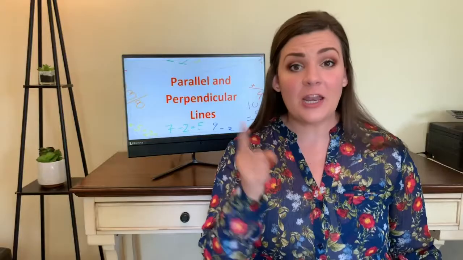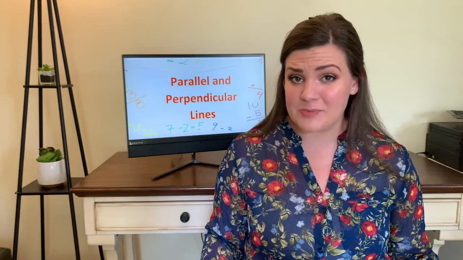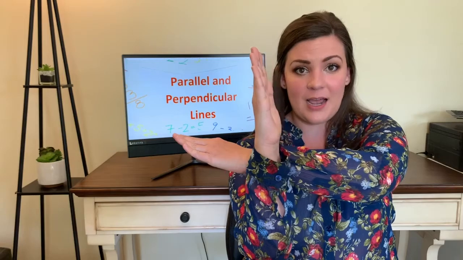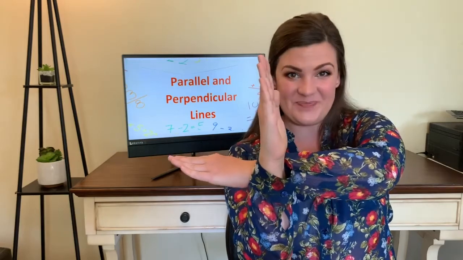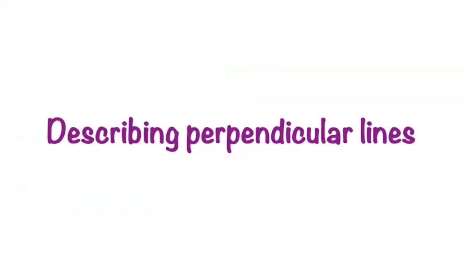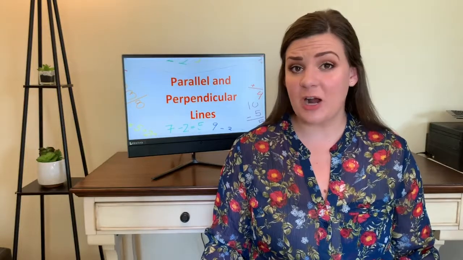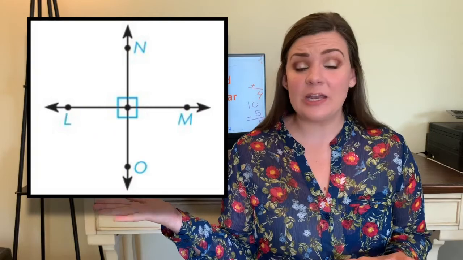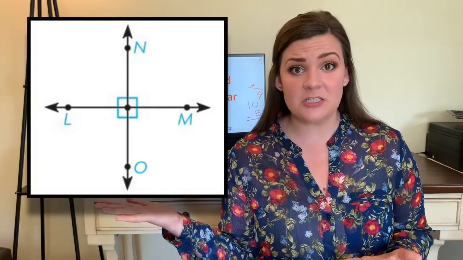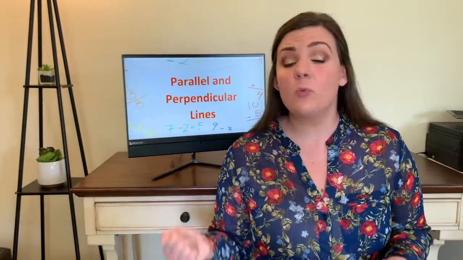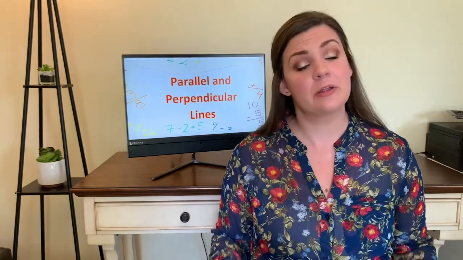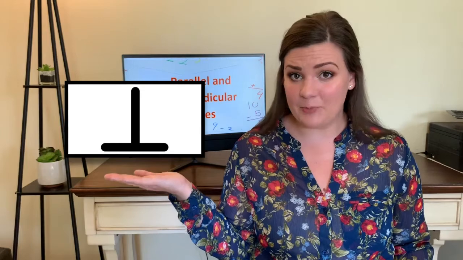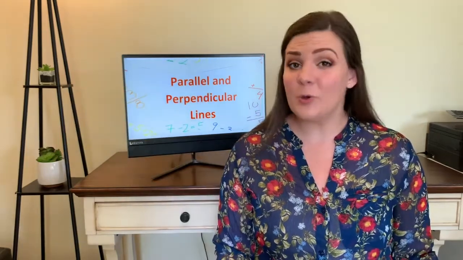Can you make perpendicular lines with your arms? Just like intersecting lines, but turn it straight up and down to create a T. Awesome. If we needed to describe these lines, what would we say? We would say that line NO is perpendicular to line LM. If we wanted to write that information down, it would look a little something like this. This symbol means perpendicular.